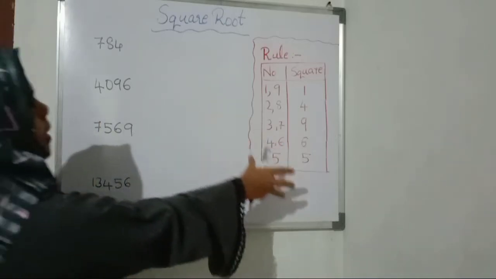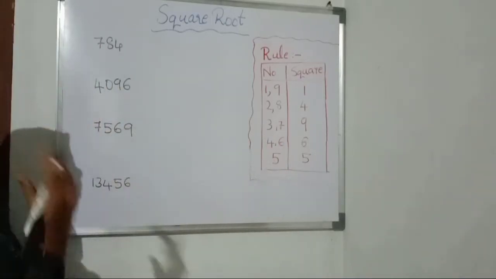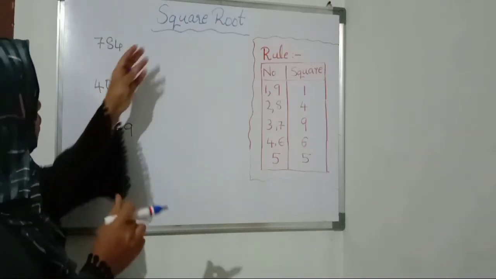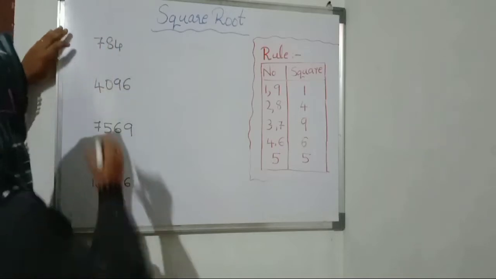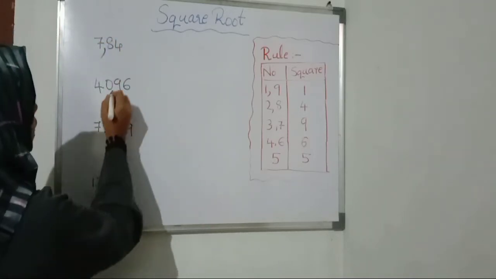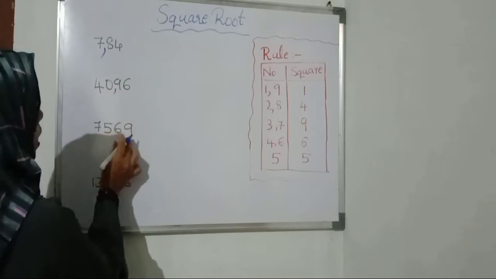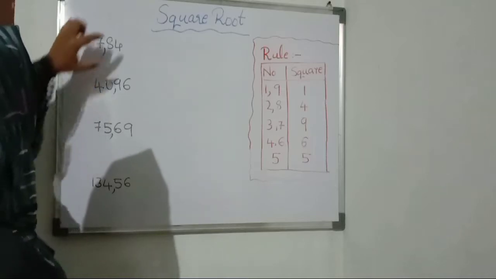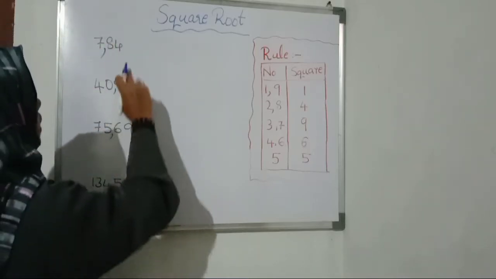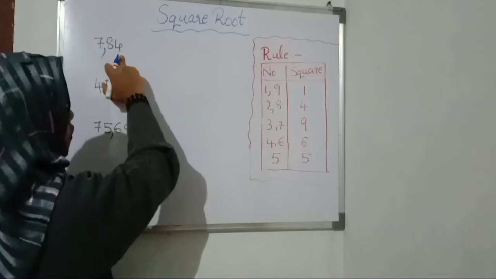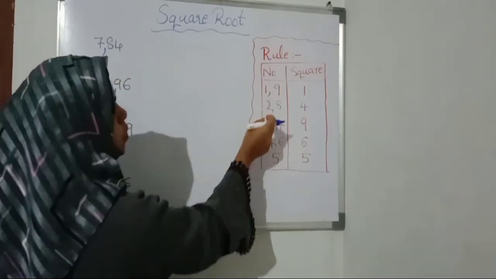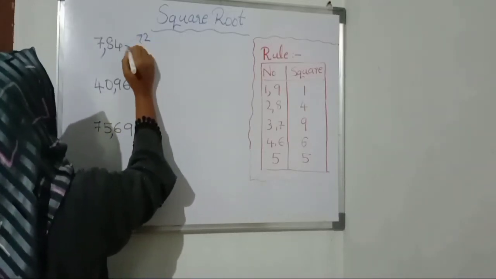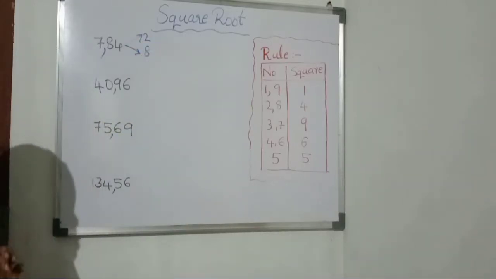Learn this rule by heart. Now we will check how to find the square root of different numbers. After two digits from the ones place, put a comma. Here, after two digits put a comma, after two digits put a comma. Now look at the ones place. If the last digit is 4, its root may be either 2 or 8. Understand?